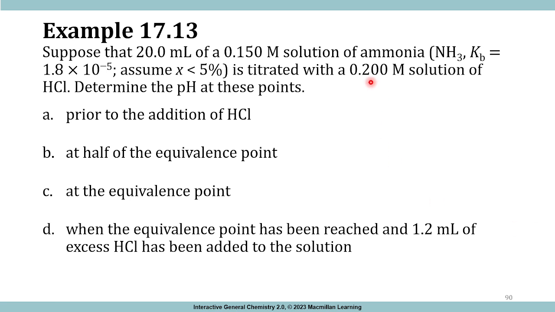Now we've actually thrown something into this problem that's going to make this mathematically just slightly harder, isn't it? And that's the fact that this is 0.2 and this is 0.15. See that? So it's no longer a 1-to-1 ratio, is it? Yeah. It's not the same concentrations. So let's get the pH prior to addition of the HCl.